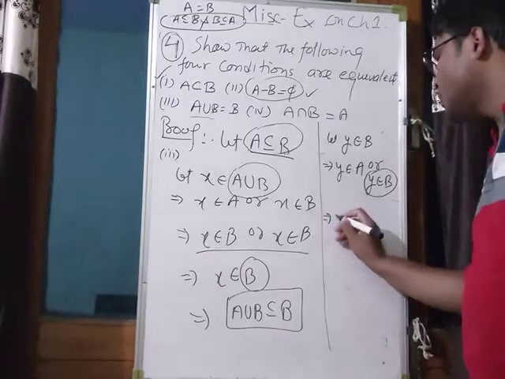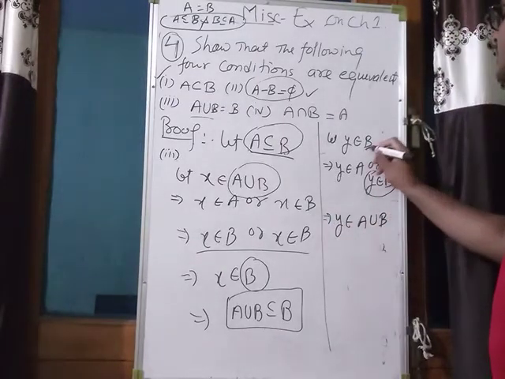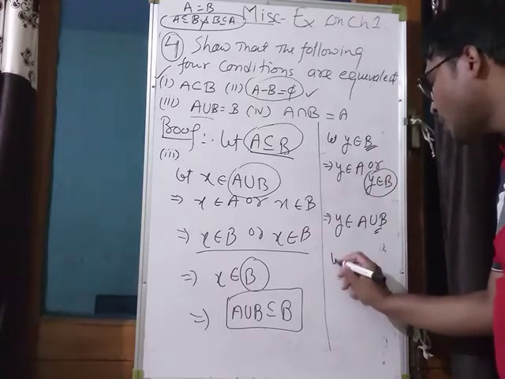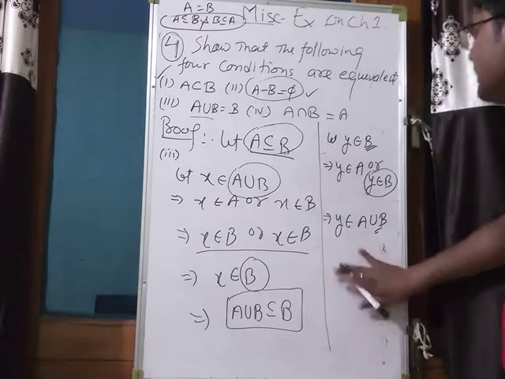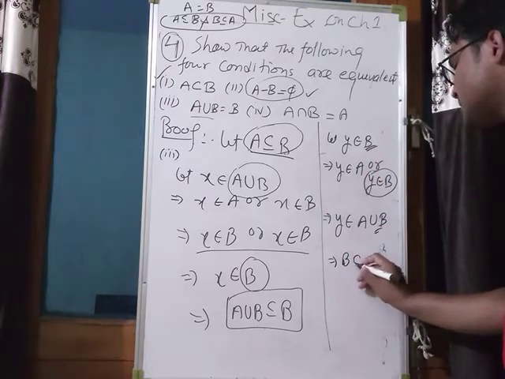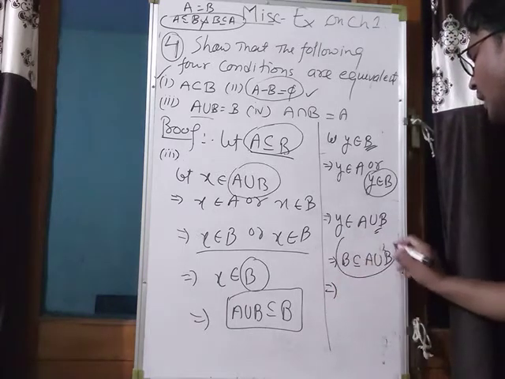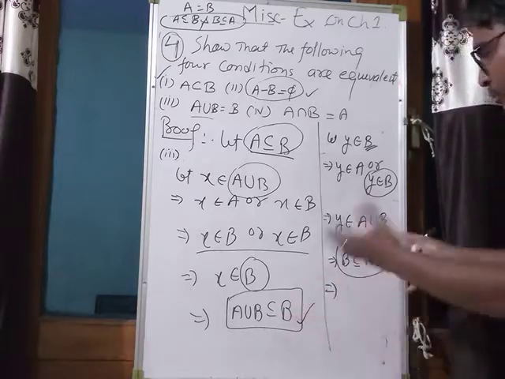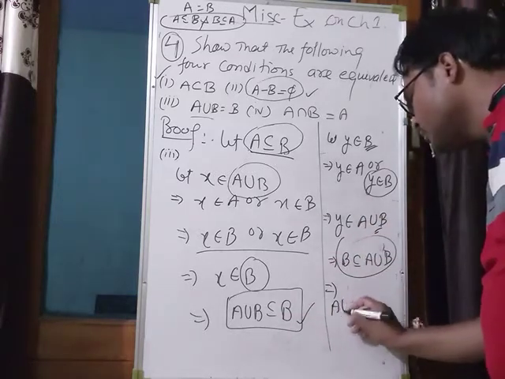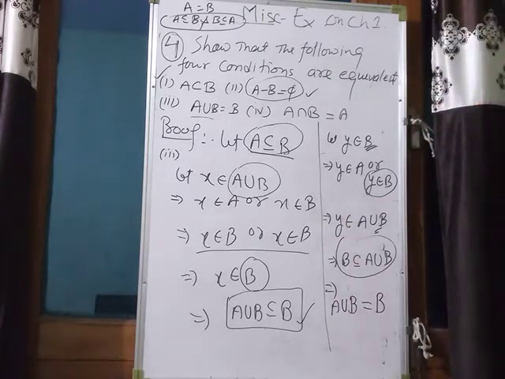Then from here Y belongs to A union B, which means each element which belongs to B must belong to A union B. Each element which belongs to B belongs to A union B. Clearly from here we can say that B is a subset of A union B. Then from here and here, A union B and B are subsets of each other. That's why A union B is equal to B. Okay.